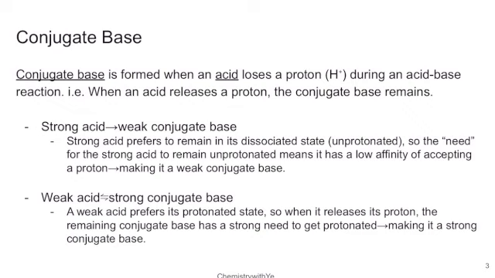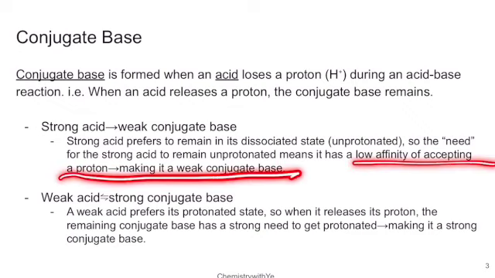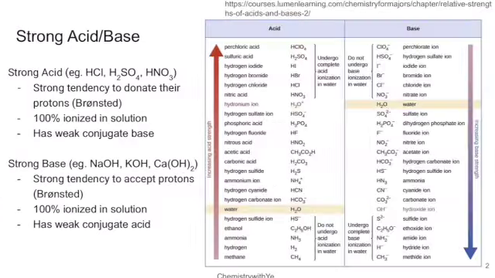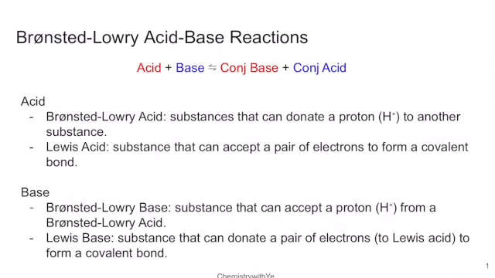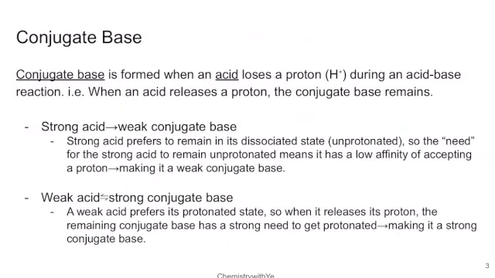So a conjugate base is formed when an acid loses a proton during an acid-base reaction. A strong acid will result in a weak conjugate base because a strong acid prefers to remain in its dissociated state. So the need for the strong acid to remain unprotonated means it has a low affinity of accepting a proton, making it a weak conjugate base. And let's remember the definition of a Brønsted base is a substance that accepts a proton, typically from the Brønsted acid. So if it has a low affinity of accepting a proton, it is a weak base.